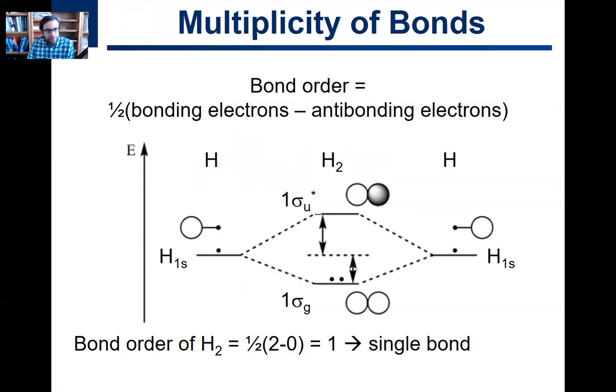Okay, so next what we're going to talk about in the next video is, now that we know a little bit about how atomic orbitals can overlap, we're going to talk about the multiplicity of bonds and what distinguishes a single bond versus a double bond, etc.